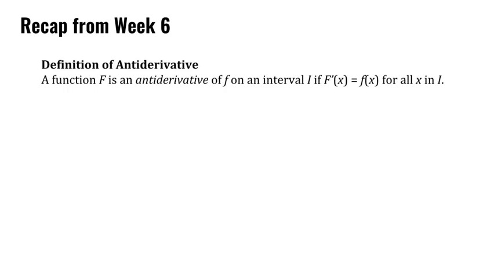Recall from the previous lesson that if we have a function big F and the derivative of big F is little f, then big F is an antiderivative of little f. Remember that big F is an antiderivative rather than the antiderivative because there is an entire family of functions with the same derivative, different only by a vertical translation.